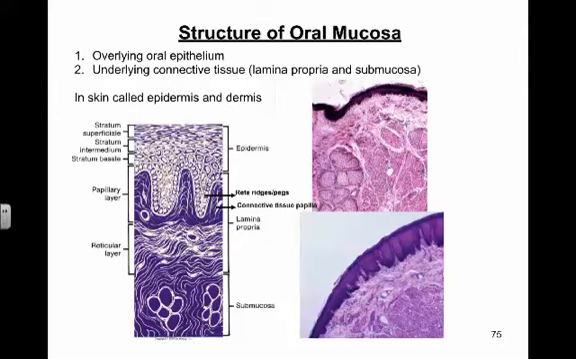So what we have here, if we take a look at the oral mucosa, it is the basal layer, the intermediate layer, and the superficial layer. Okay? Here are the rete pegs. You see that? You know what the rete pegs are, right? The rete pegs are to do what? To hold on to the tissue.